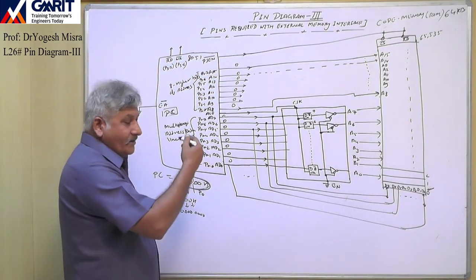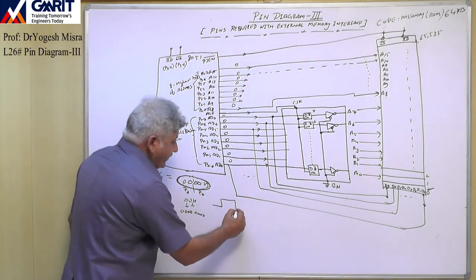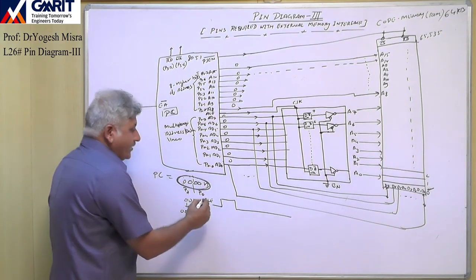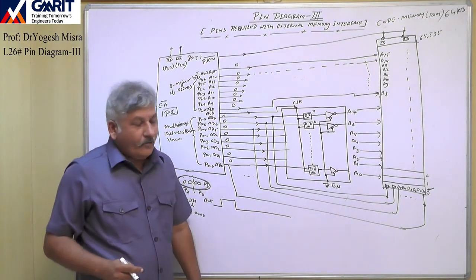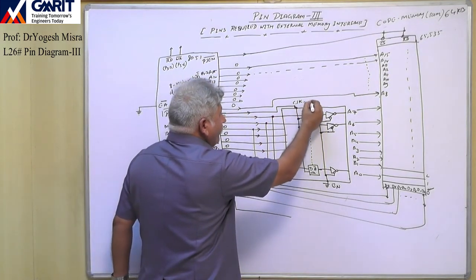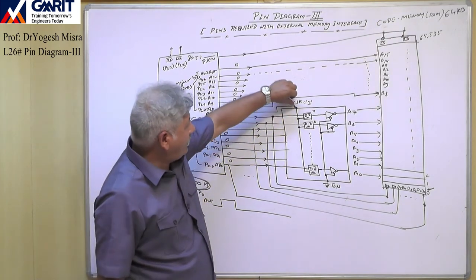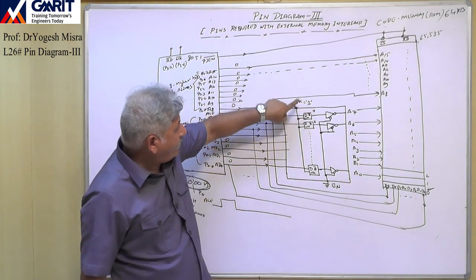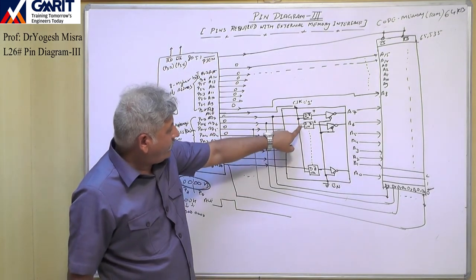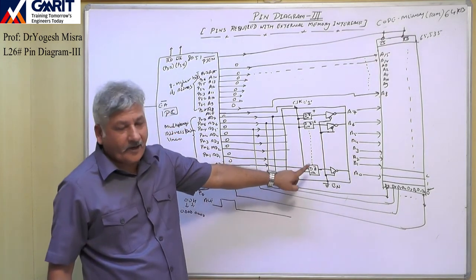And now since the machine cycle has been started, what will happen for the T1 state? For the T1 state, the ALE signal will go high. When the ALE signal goes high, you will get 1 here. Now ALE is 1, and it is connected to this clock, so the clock of all 8 D flip-flops will get 1.